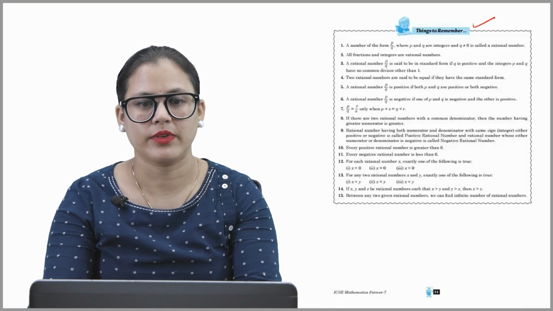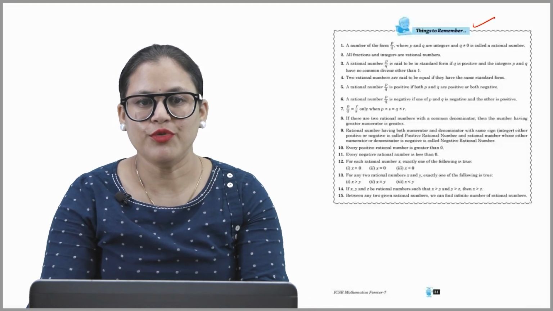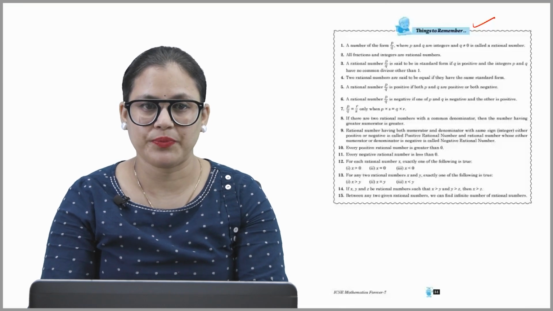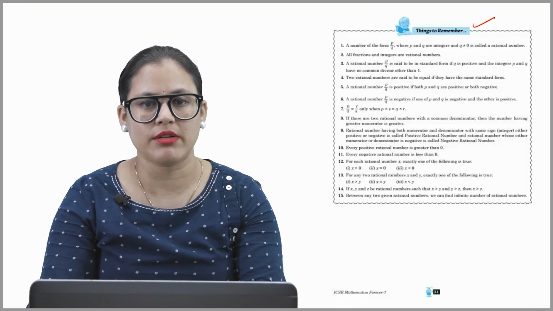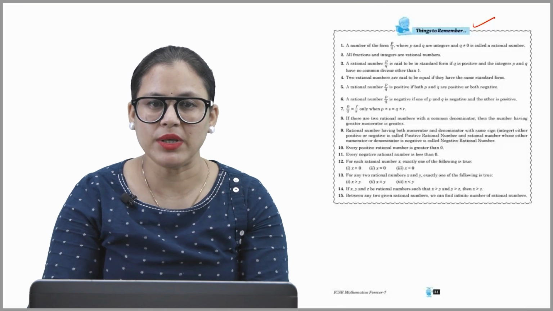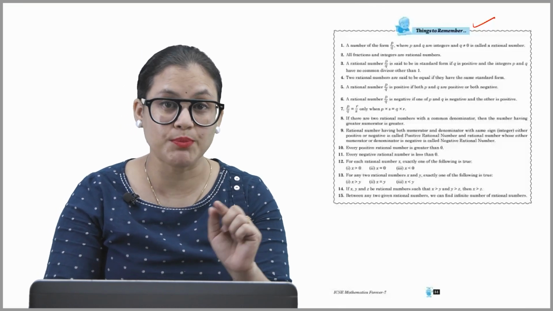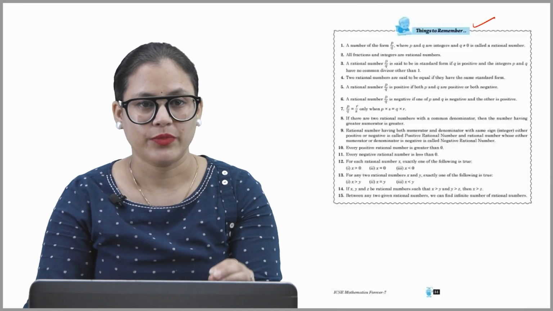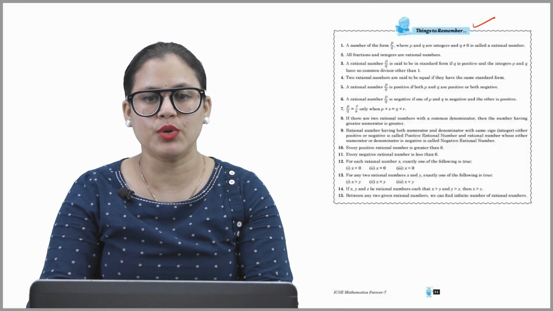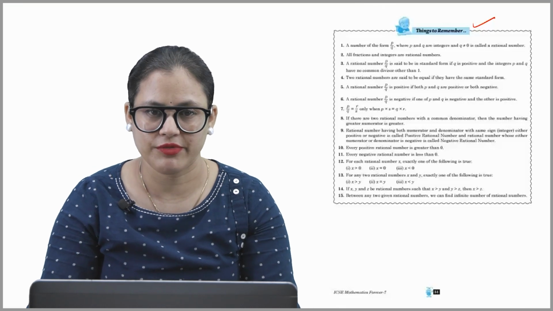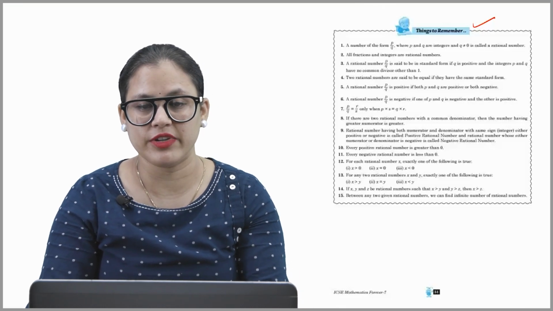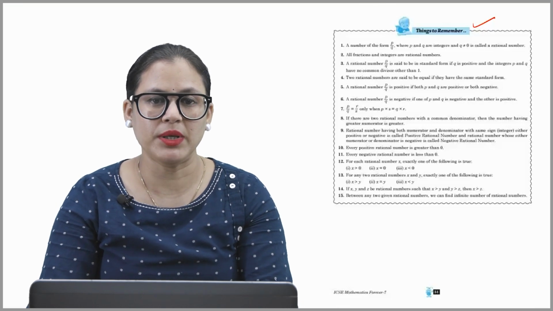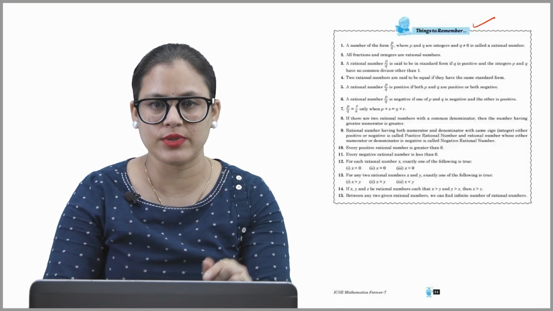Things to remember. Number 1, a number of the form p by q where p and q are integers and q is not equal to 0 is called a rational number. 2, all fractions and integers are rational numbers. 3, a rational number p by q is said to be in standard form if q is positive and the integers p and q have no common divisor other than 1. 4, two rational numbers are said to be equal if they have the same standard form. 5, a rational number p by q is positive if both p and q are positive or both negative. 6, a rational number p by q is negative if one of p and q is negative and the other is positive.